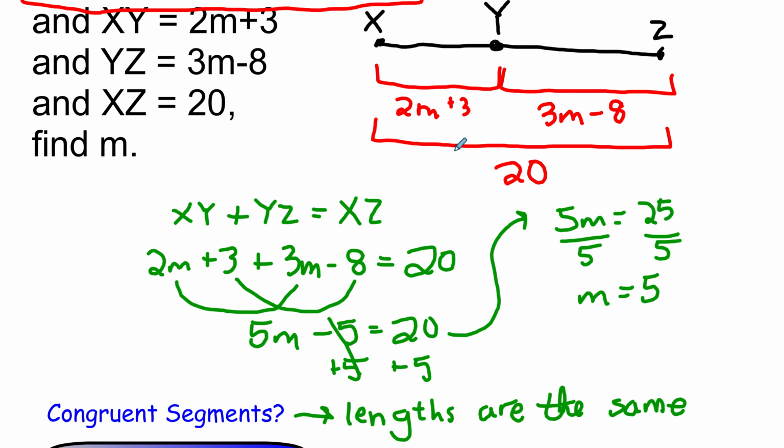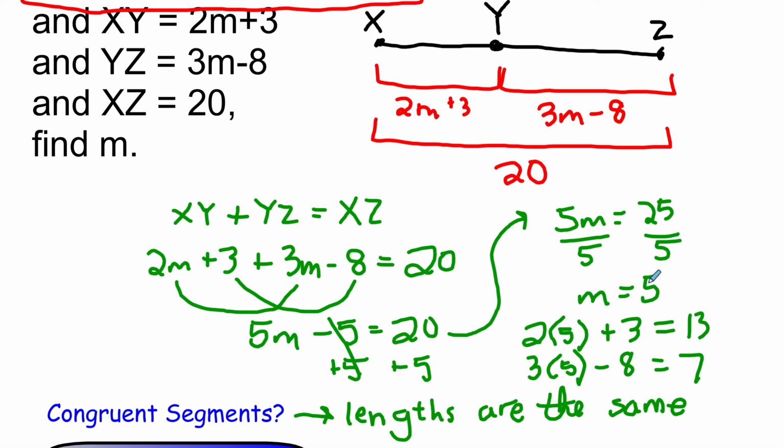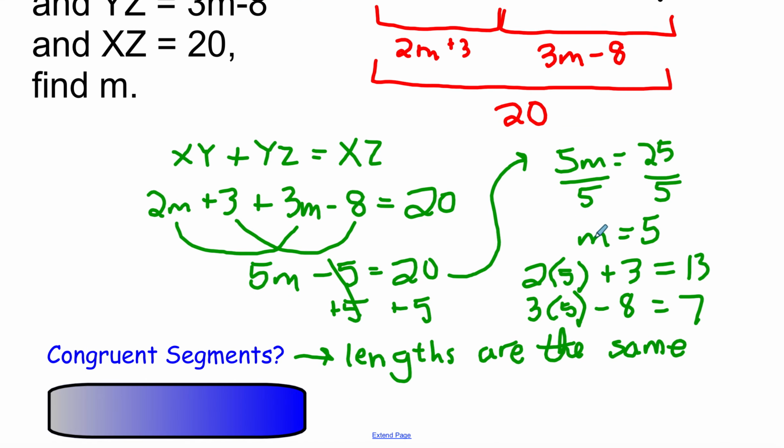So let's do that. Let's plug in 5 into 2m plus 3. 2 times 5 plus 3. 2 times 5 is 10, plus 3 is 13. 3m minus 8: 3 times 5 minus 8. 3 times 5 is 15. 15 minus 8 is 7. So these are not congruent.